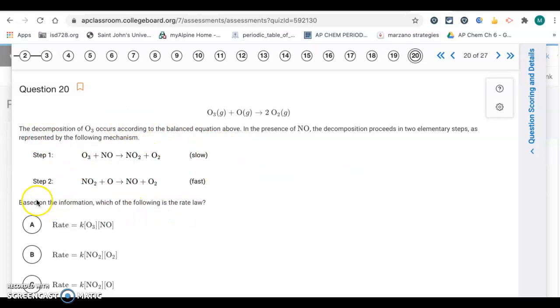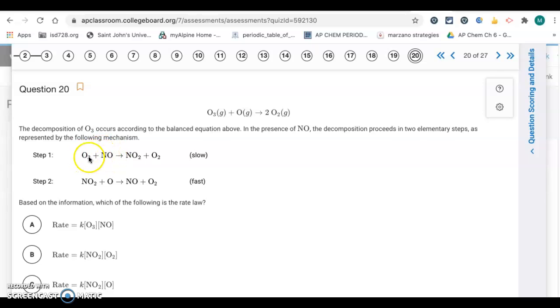So with this one, we have a two-step mechanism, and the question is, which of the following is the rate law? So the rate law for a mechanism is based on the reactants in the slow step. All right, so here's our slow step. It's the first one. We have NO. NO now is a catalyst here, but we can have a catalyst in the rate law.